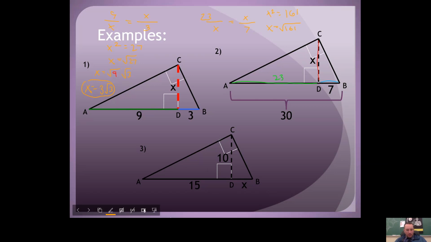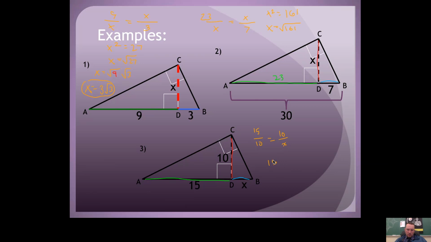Let's try this next one. Again, there's no colors. The red is the geometric mean of the green and the blue. Now we have a number there, so that changes some things. The geometric mean in this particular problem is 10. So 10 is a geometric mean of 15 and a number.